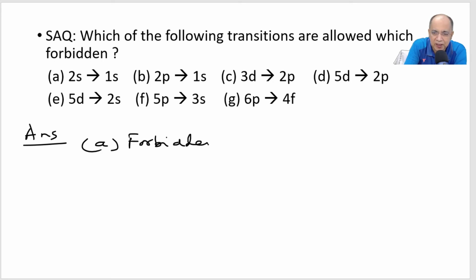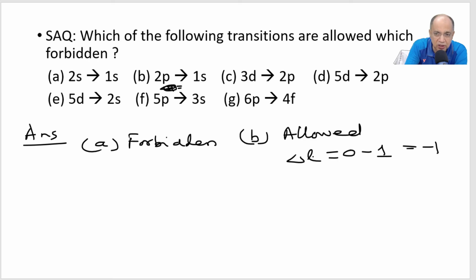B. 2p to 1s. Yes, allowed. Because delta L in this case is 0 and 1, so this is equal to minus 1. This is allowed. And C. 3d to 2p. This is the famous one for which we get a triplet out of 9 transitions. Yes, it is allowed. Delta L is equal to 1 minus 2, which is minus 1.